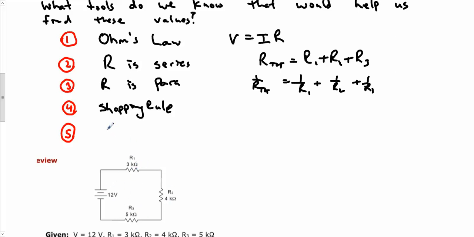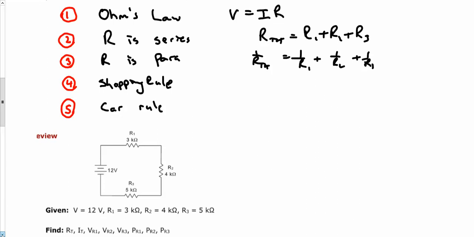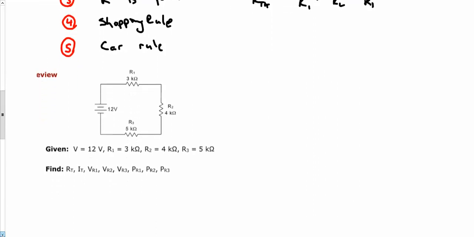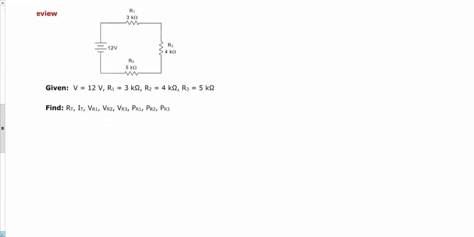And then there's the car rule. Yes? If so many cars head down this wire, it's the same number of cars all the way along, because there's been no turns, there's no other roads for them to travel, there's only one path. So we have the car rule. So let's use these rules to solve this question right now.